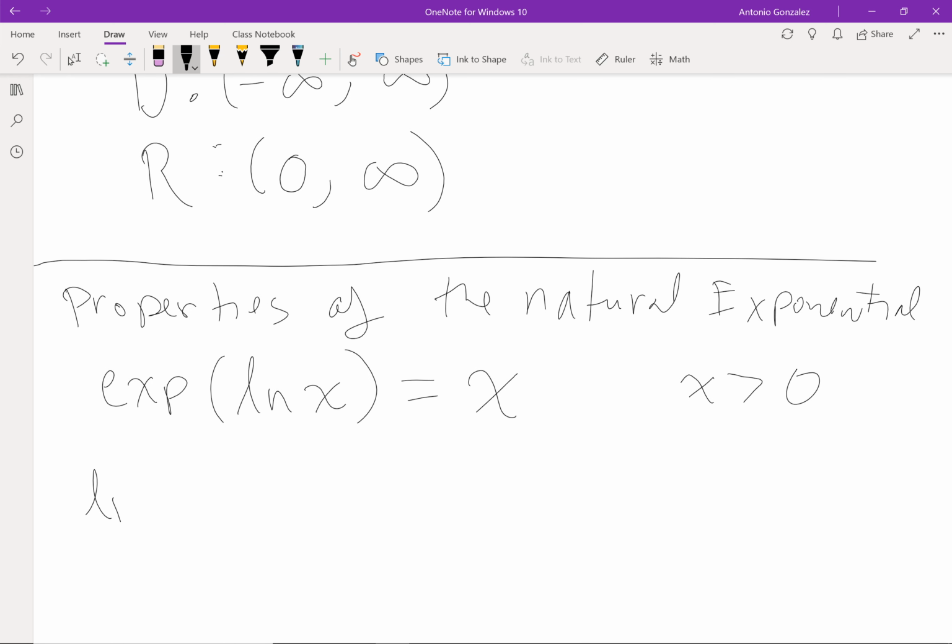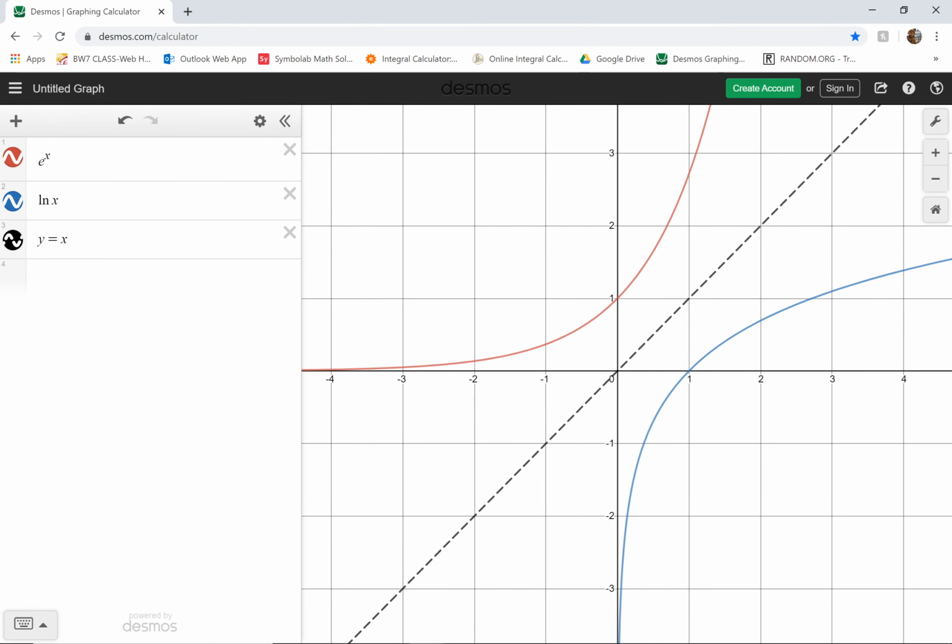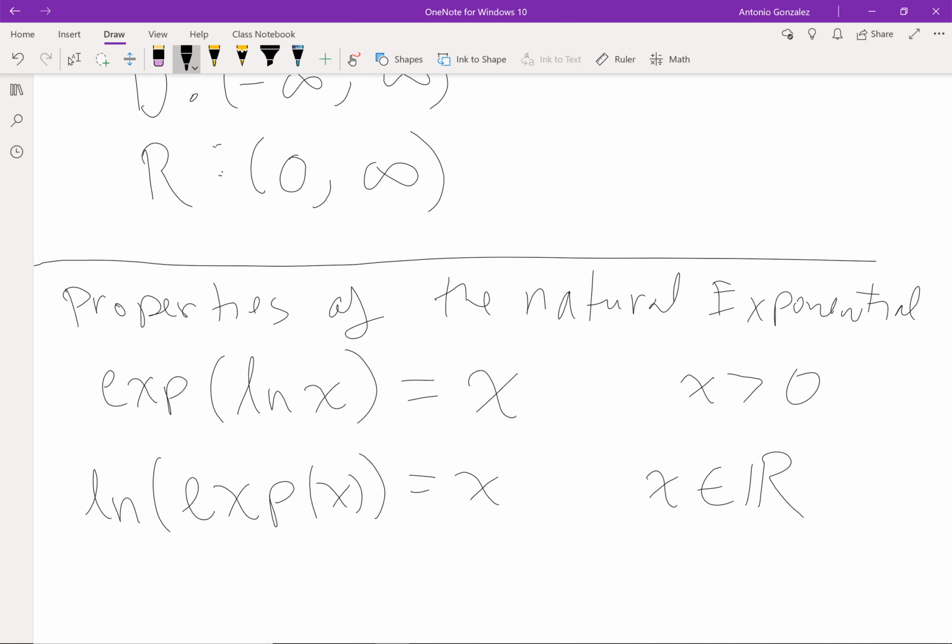And vice versa, the natural log of the exponential of x will be equal to x, and this holds for x to be any real number. That fancy R represents any real number. Looking at the graphs here, any value of x, even the negative ones, yields a positive result, so not 0. So that will hold here as well.